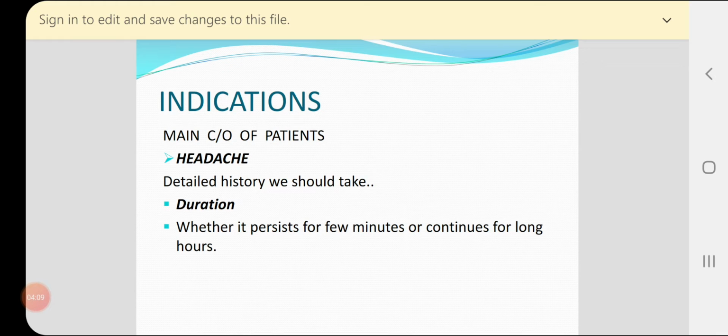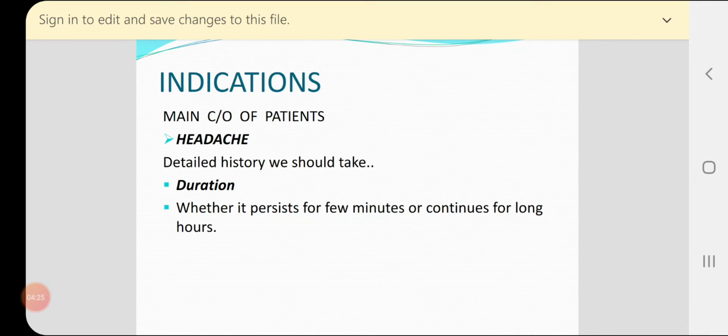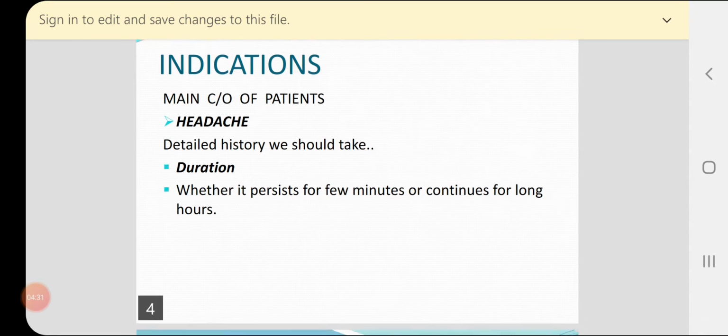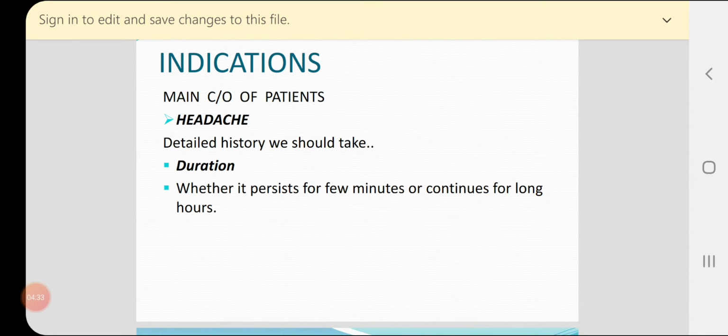Coming to indications, the main complaints of patients: yes, headache. Headache is a big taboo. Why? Because we need to categorize headache into ocular and non-ocular headache. Ocular headache means the headache which is related to our eye, and non-ocular headache means headache which is not related to the eye. It may be due to some other reasons.